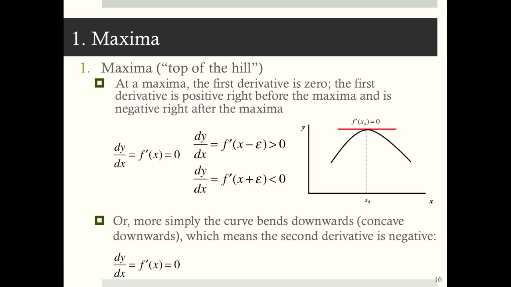So, using the second derivatives test, we would first find the stationary point by setting the first derivative equal to 0 and solving for some x, in this case x sub 0. And then we would find the second derivative, and we would ensure that it's a maximum so long as the second derivative is less than 0 at that point.